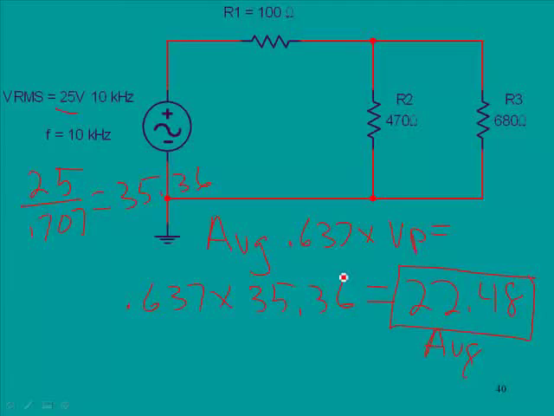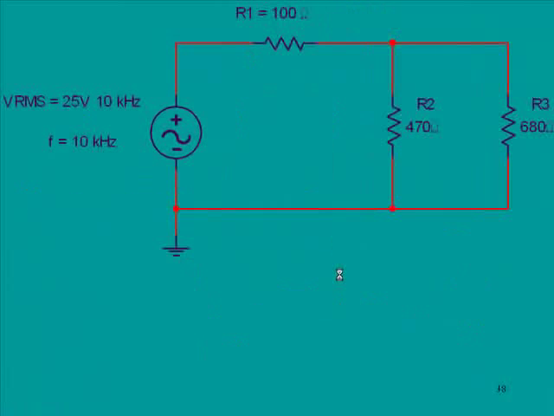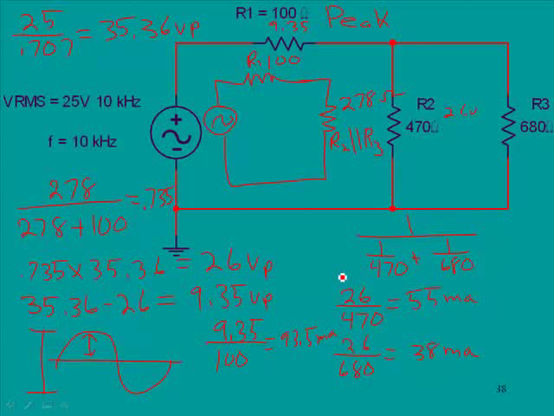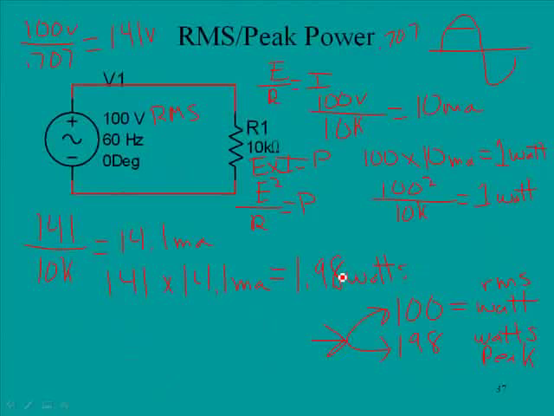Okay, so in this lesson we have looked at AC analysis for resistive circuits, and we've looked at average. Then we looked at RMS, and we looked at peak. And at the very beginning we started out with a discussion comparing the RMS power to peak power.